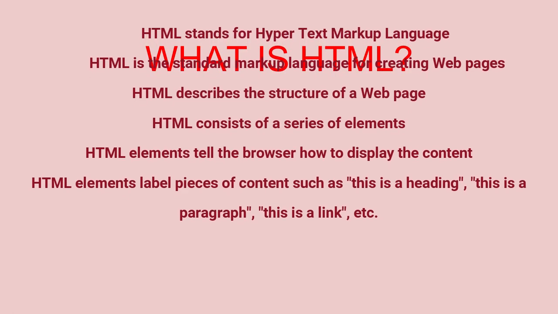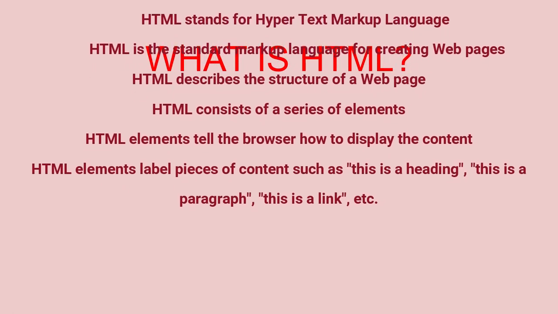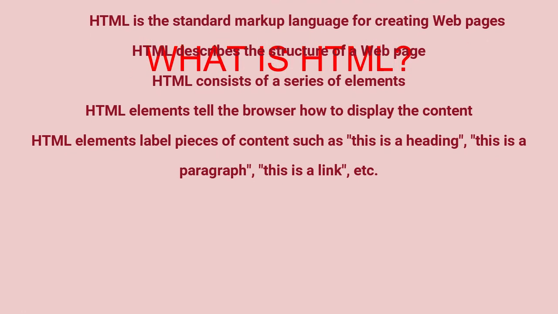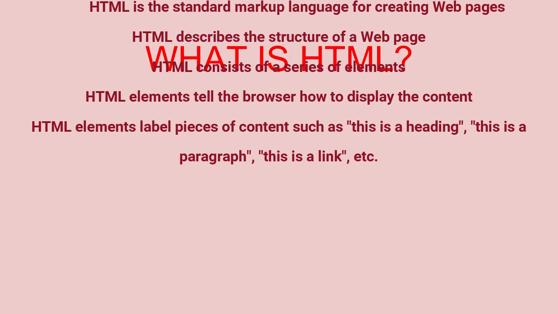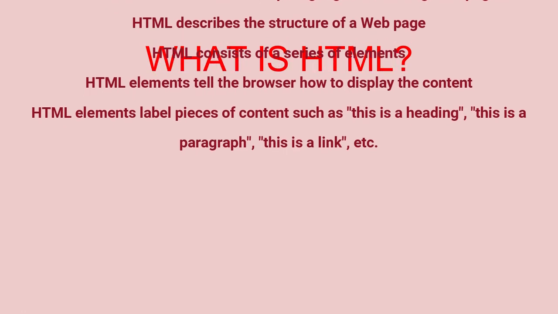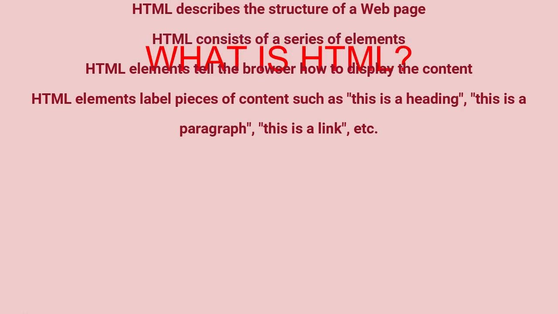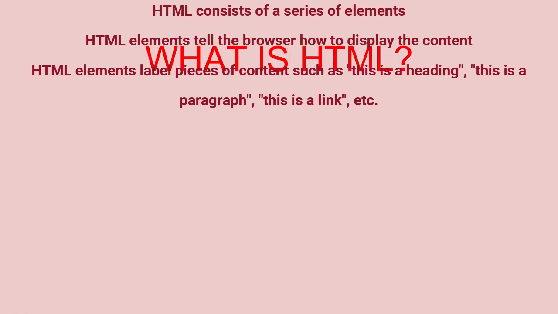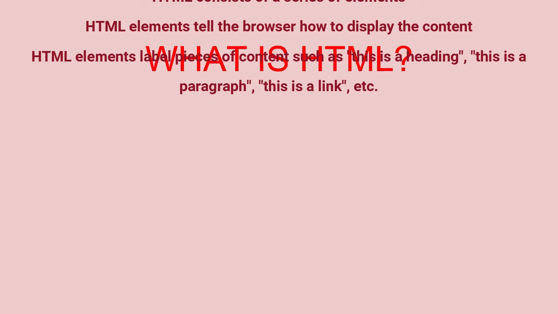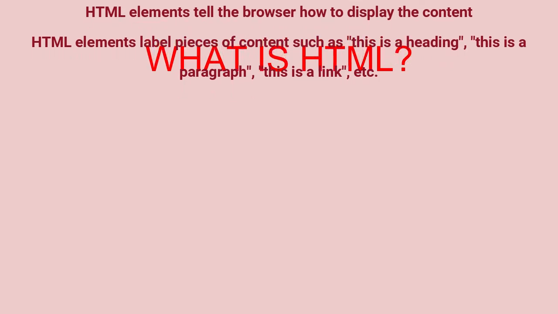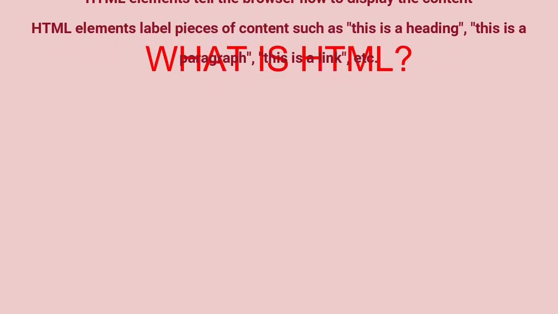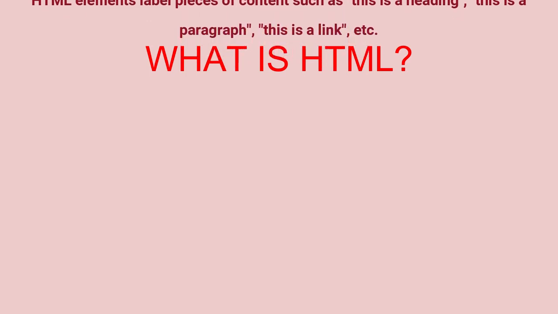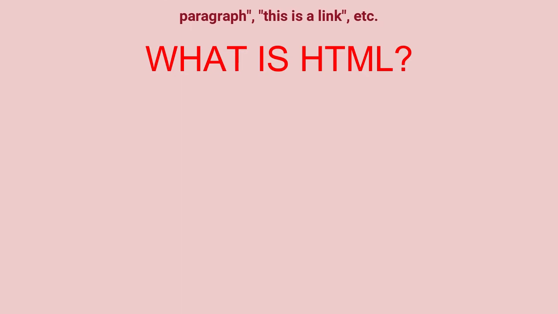HTML elements tell the browser how to display the content, and HTML elements label pieces of content such as this is a heading, this is a paragraph, and this is a link, and etc. And please take note na HTML is not a programming language because it doesn't have logic like loop or etc.